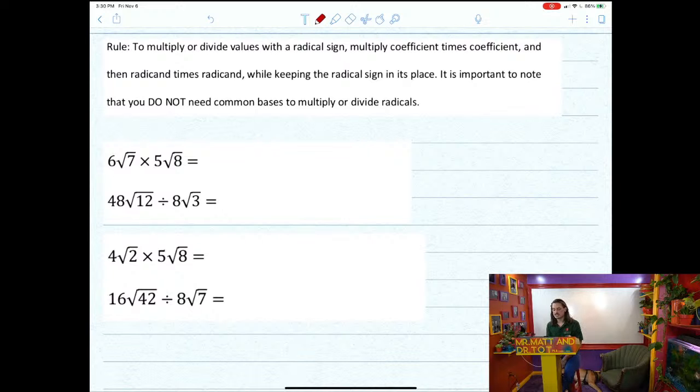Now remember, relating the rules of radicals back to the rules of fractions. When we want to multiply, we just go numerator times numerator over denominator times denominator. Very similar to the rules with radicals. We go coefficient times coefficient, radicand times radicand. And the same with division.